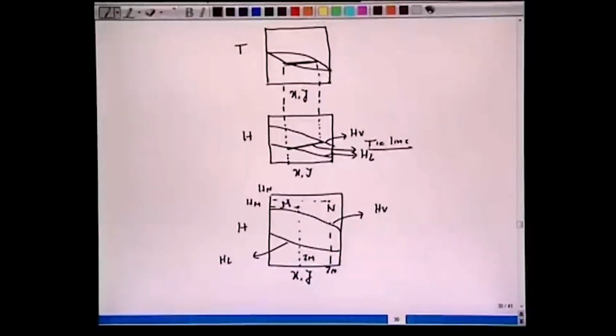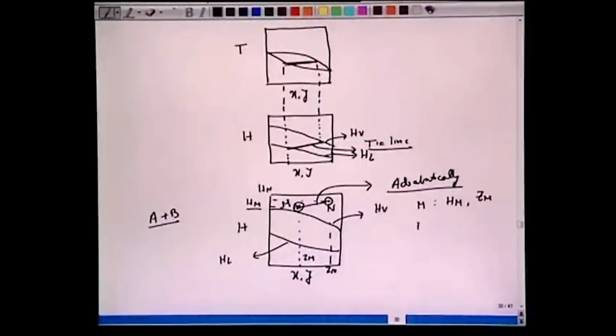Now if we mix these two fluids, that means a fluid with enthalpy HM, a binary mixture consisting of A and B, and another fluid of enthalpy HN with mole fraction ZN, and we mix these two streams adiabatically, then one can show that the resulting fluid's enthalpy will be on this straight line. This is what we are trying to prove here, that if we mix M, whose coordinate is HM and ZM, and N, whose coordinate is HN and ZN. Here we have chosen M and N in the superheated vapor. So this is the saturated vapor, the saturated liquid, and this region is for the vapor phase.